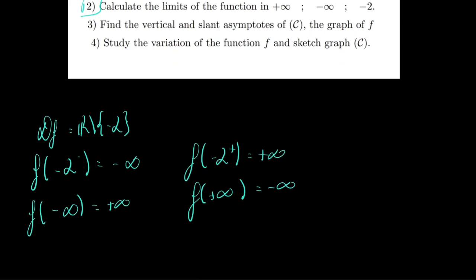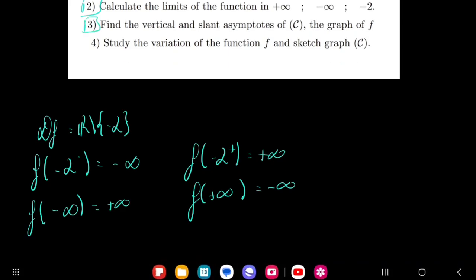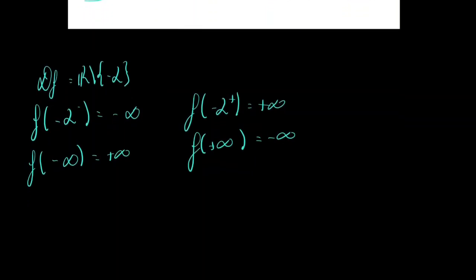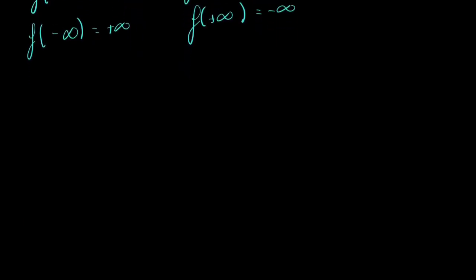In the second part of the video, we will want to find the vertical and the slant asymptote of C, which is the graph of f. And in the first question, we will want to study the variation of the function f and then sketch the graph of f, which is called C.